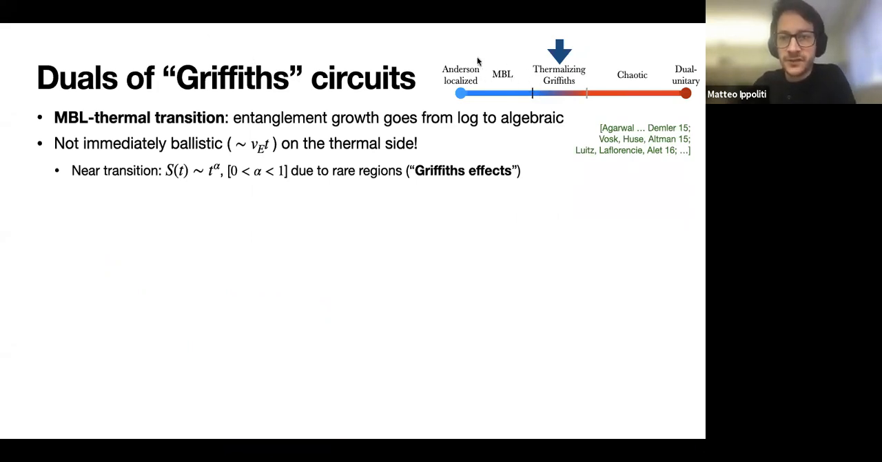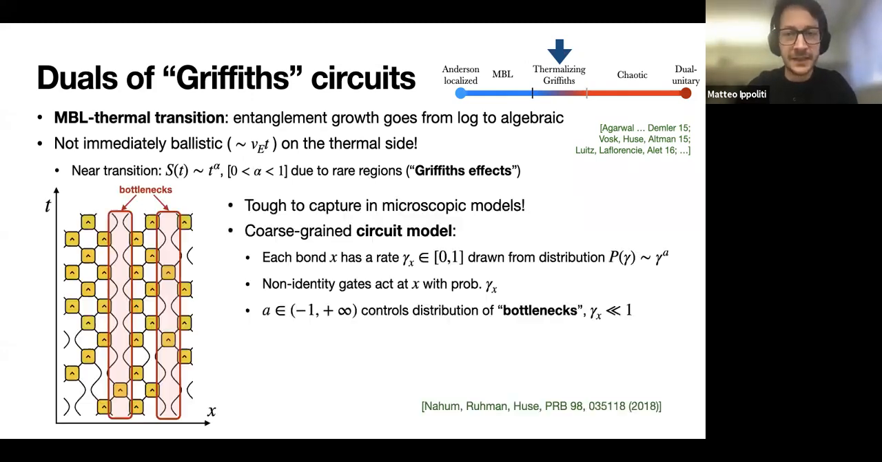So basically, as you cross from the localized phase into the thermalizing phase, your entanglement growth does not go immediately ballistic. There is a regime where there are patches in your system that are very strongly disordered and basically behave as if they were localized. And so they constitute bottlenecks for your entanglement growth. Your entanglement takes exponentially long to go across them, but they have a finite size. And so this kind of conspires to give you this sub-ballistic scaling. So the issue is that this is kind of a tough thing to model microscopically because, almost by construction, it manifests on very long length scales, so it's complicated to study. So it's useful to consider a coarse grain model.